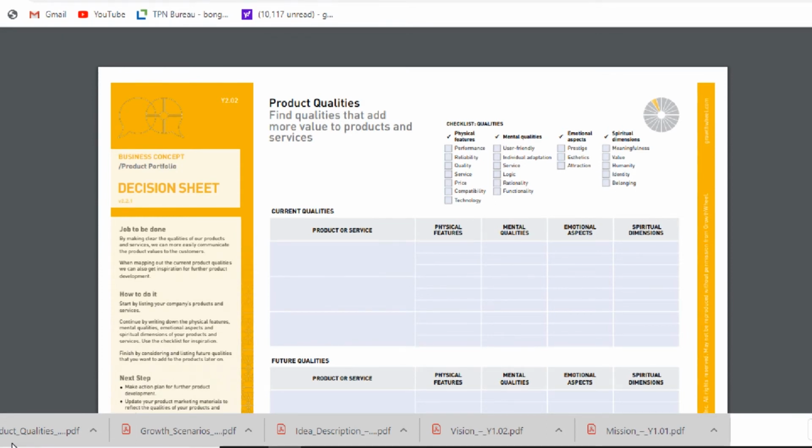When we speak about physical features, we speak about performance, reliability, the quality, the service, the price, the compatibility, the technology. All those things that I've just mentioned fall under physical features, meaning how good in terms of performance. Every person who drives a car will tell you, oh, that car can perform. The 0 to 100. Is it reliable? The particular brand that you're using, is it reliable now? Is it quality?